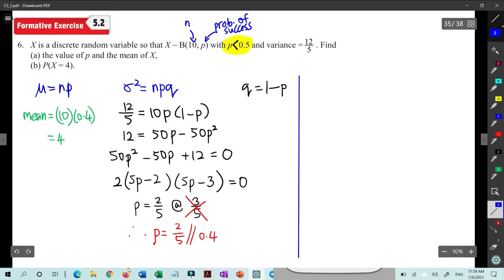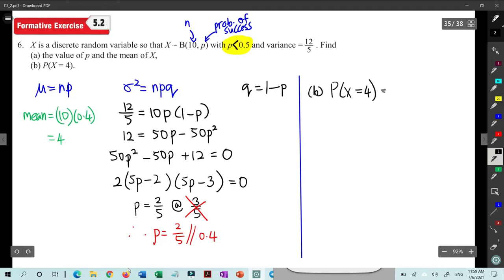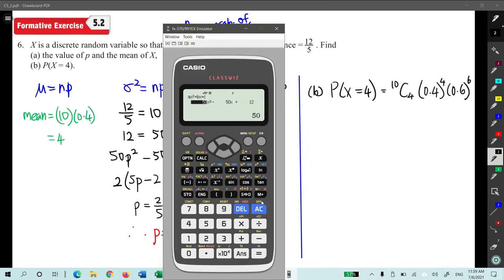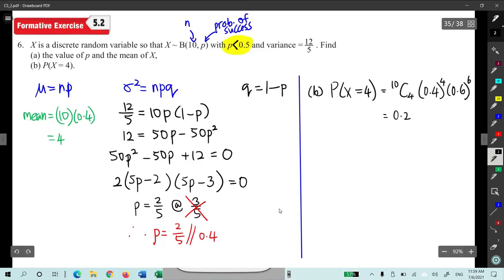And for section B, P(X = 4) equals 10 C 4 times 0.4 to the power of 4, 0.6 to the power of 6. C 4 multiplied with 0.4 to the power of 4 multiplied with 0.6 to the power of 6. And the final answer is 0.2508.